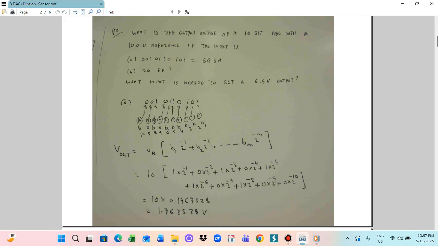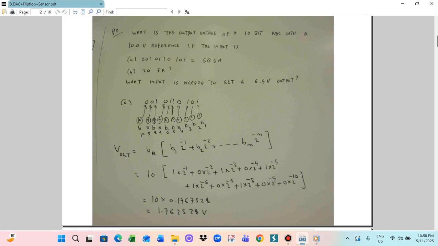So we have to use the formula: VR is equal to VR times B1 2 power minus 1 plus B2 2 power minus 2, up to Bn 2 power minus n. For the reference voltage, we already know it is 10 volts.